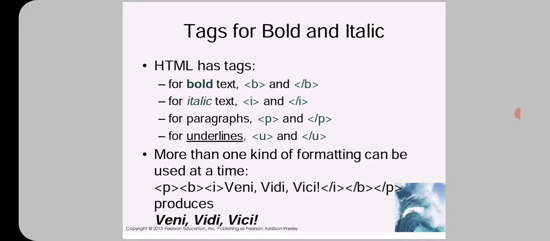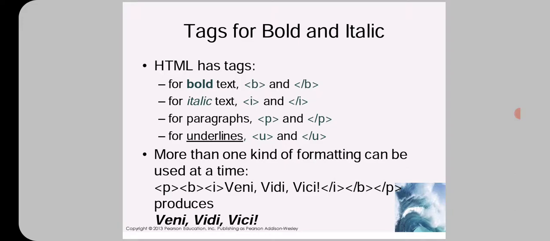The second one is I for italic. What is B? What is bold? Bold means to display some characters in a bold manner, that is, thick characters. I means italic. What is italic? Italic means some curved characters. Some curved characters are called italic.